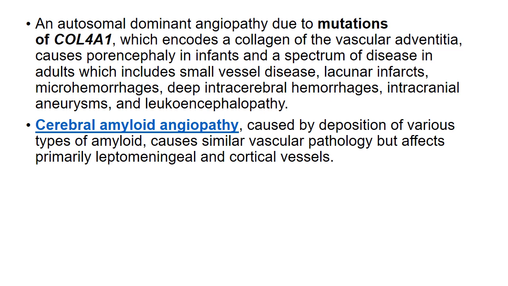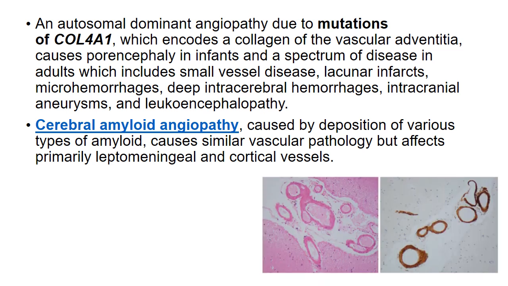On the other hand, there is a condition called cerebral amyloid angiopathy, which is associated with deposition of the A-beta amyloid in the vessel wall, and this is the immunohistochemistry of A-beta amyloid, which highlights this amyloid in the vessel wall. So we have this A-beta IHC available now, and this is how we can highlight the amyloid in the vessel wall.